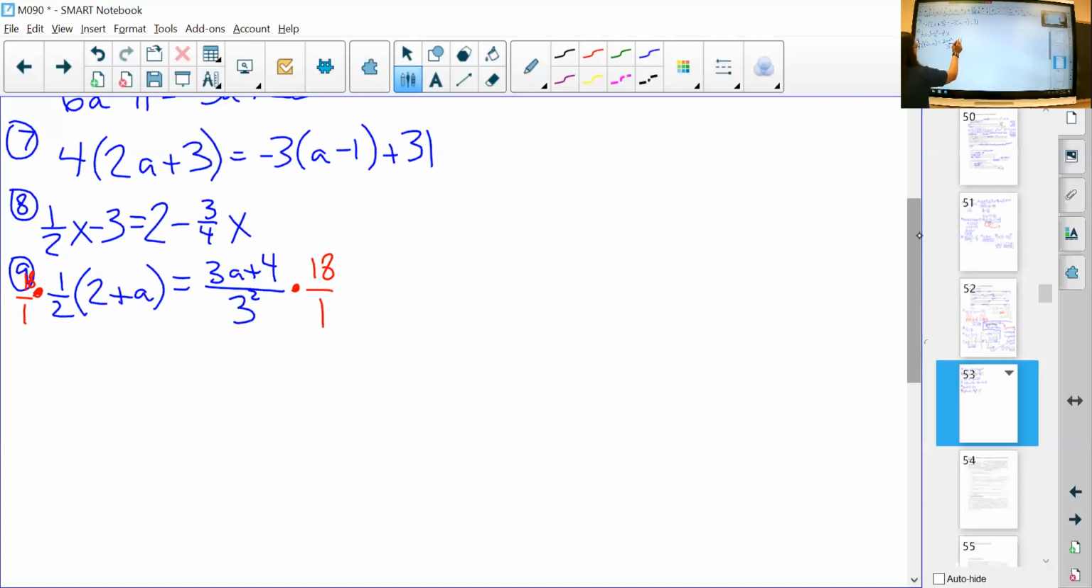Similarly, the 18, I don't need to multiply it by the 3 and the 4 if I just think of it as being a set. Remember we said fraction bars can be grouping symbols. Okay, so 18 over 1 times 1 over 2, that's 9, times 2 plus a equals, this was a 9, so turn that into a 2. We have 3a plus 4 times 2.